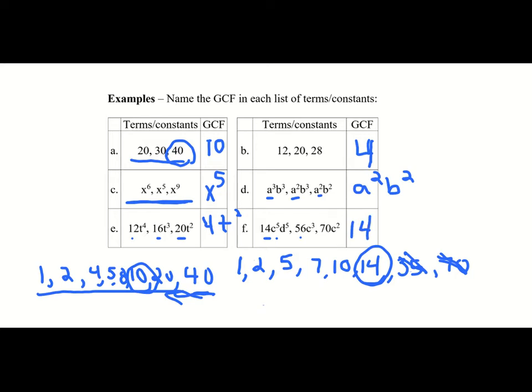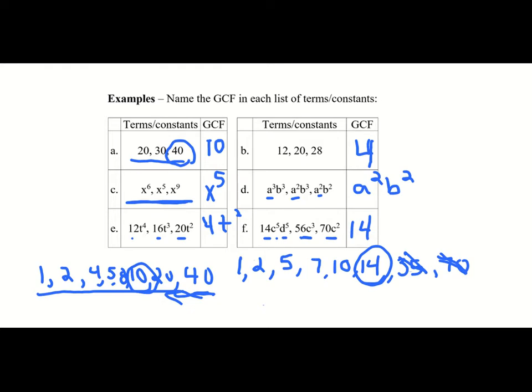And now we have to look at the variables. We have C and D in the first term, but the second and the third term, the 56 and the 70, only have C. So in order for a variable to be part of my common factors, it has to be part of all of the terms we're looking at. Since D is only in that first term, it will not be part of our greatest common factor because it's not in the other two terms.